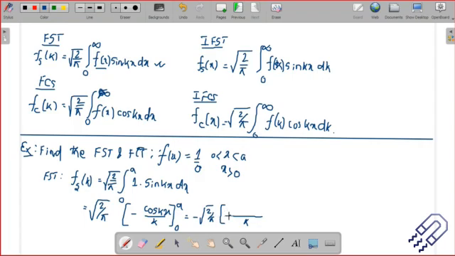So cos of ka minus cos 0 is 1. Right? That is 1. So that's your answer. Okay, so that's your Fourier sine transform. Similarly, you can do your Fourier cosine transform.